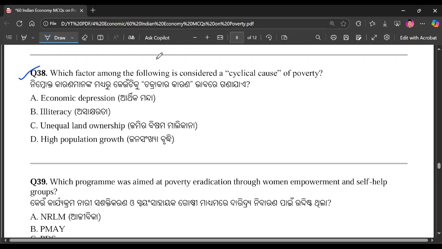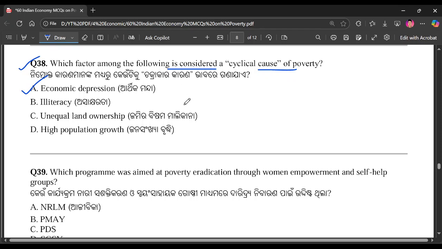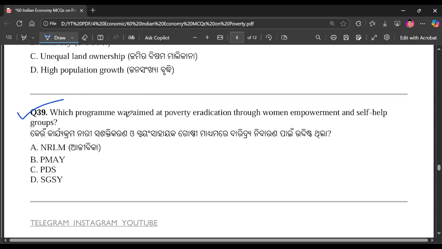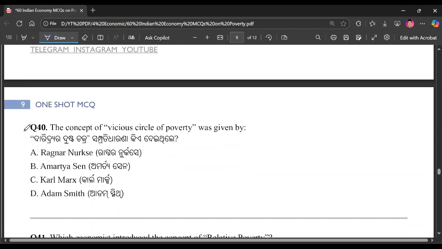Question number 38. Which factor among the following is considered a cyclical cause of poverty? Right answer is option number A. Question number 39. Which program was aimed at poverty reduction through women empowerment and self-help groups? Right answer is option number A. Question number 40. The concept of vicious cycle of poverty was given by? Right answer is option number A.